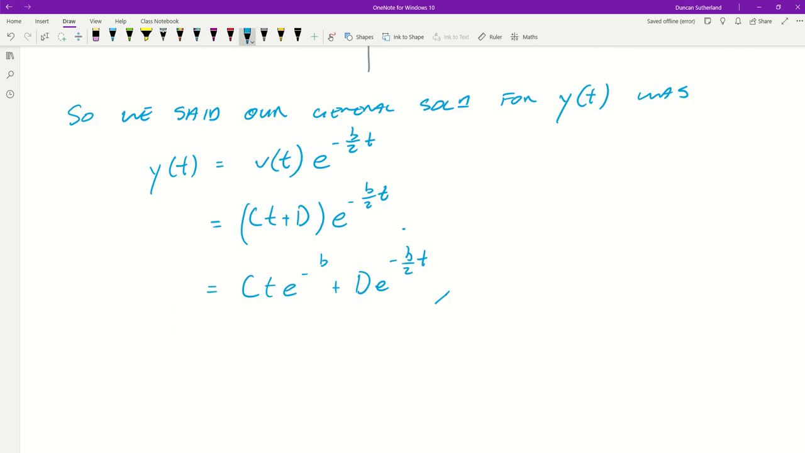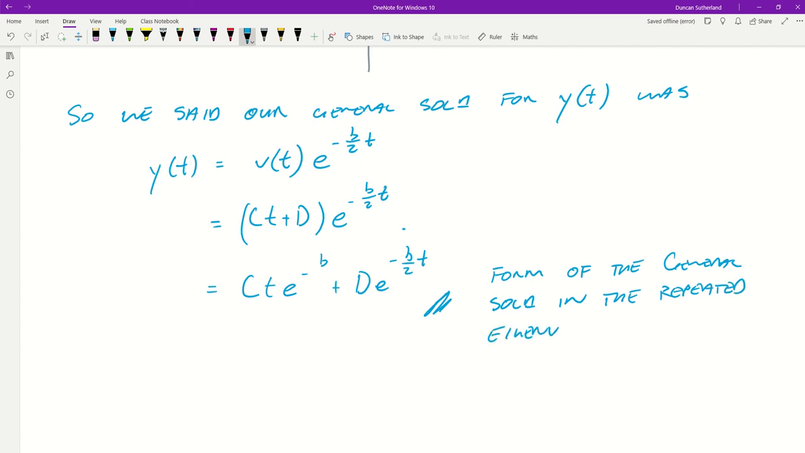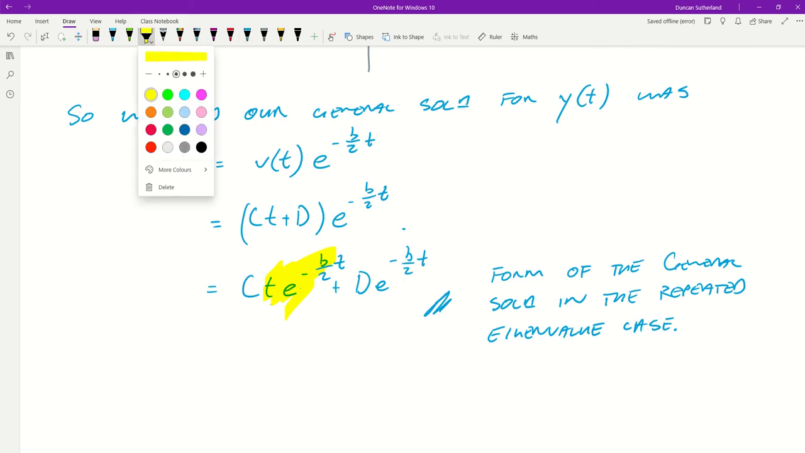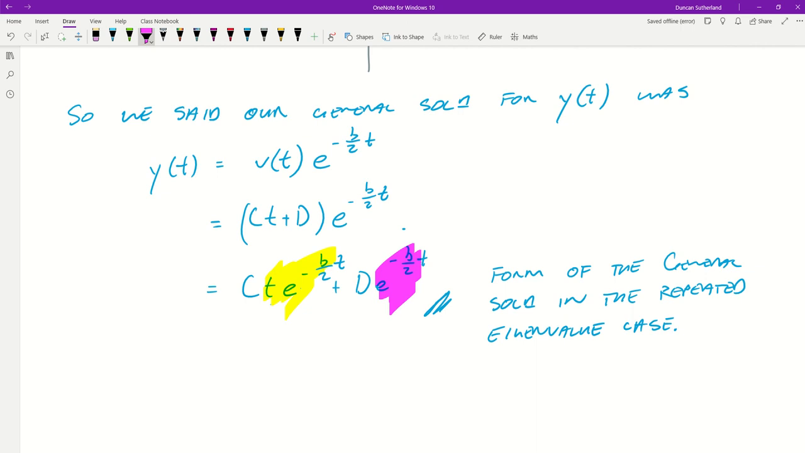Okay, so that's the form of the general solution in the repeated eigenvalue case. Note that you get a capital T times E and just a plain old E term, right? We now have two constants of integration, which is what we really wanted when we started.